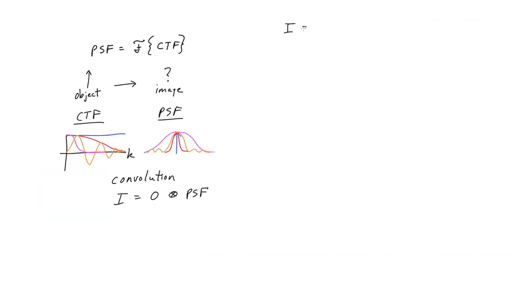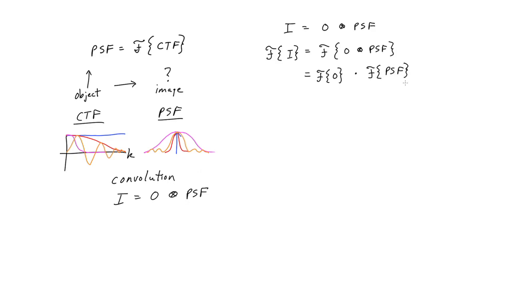So if the image is equal to the object convolved with a point spread function, then the Fourier transform of that image will be equal to the Fourier transform of the object convolved with the point spread function. I've just taken the Fourier transform of both sides of the equation. Using what's called the convolution theorem, this side of the equation can be rewritten as the Fourier transform of the object times the Fourier transform of the point spread function. The convolution theorem is that the Fourier transform of two functions that are convolved is equal to their separate Fourier transforms multiplied.